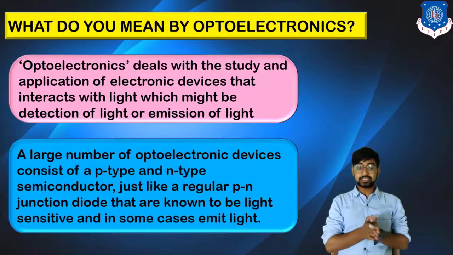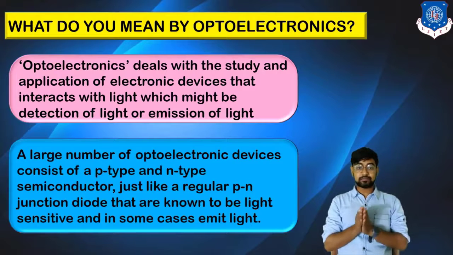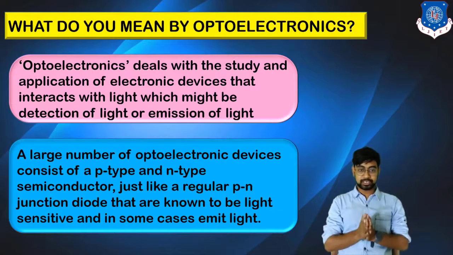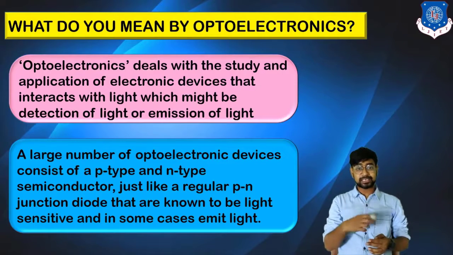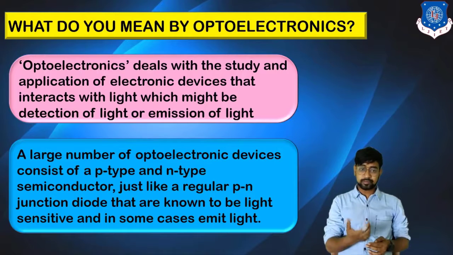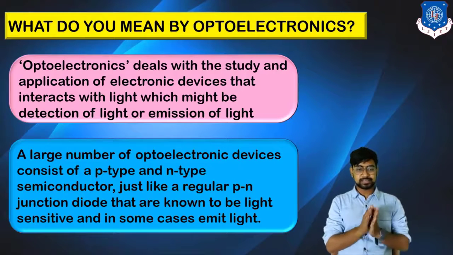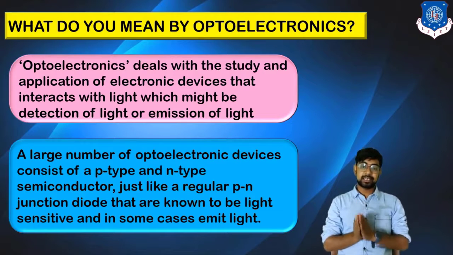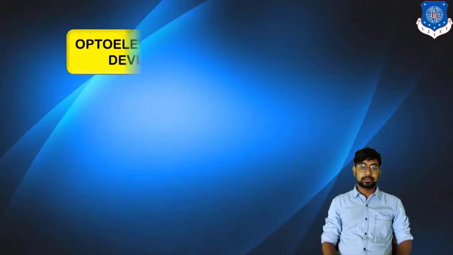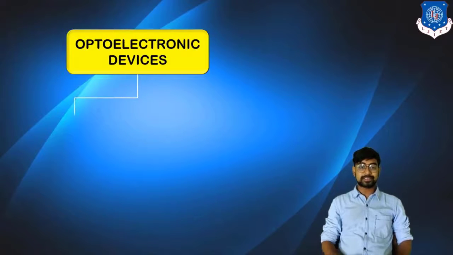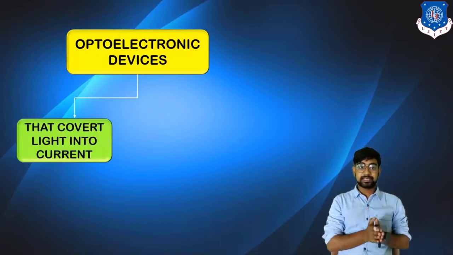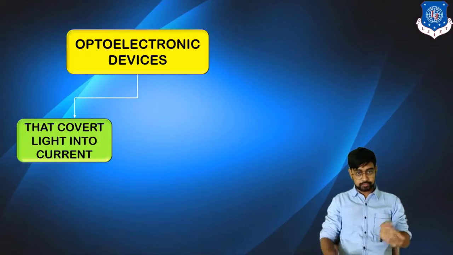Here, a large number of optoelectronic devices consist of the basic P and N-type material. That is our basic semiconducting material, or you can say the basic building block for any device regarding the semiconductor concept. Just like a regular PN junction diode, they are known to be light sensitive, and in some cases they emit light also.